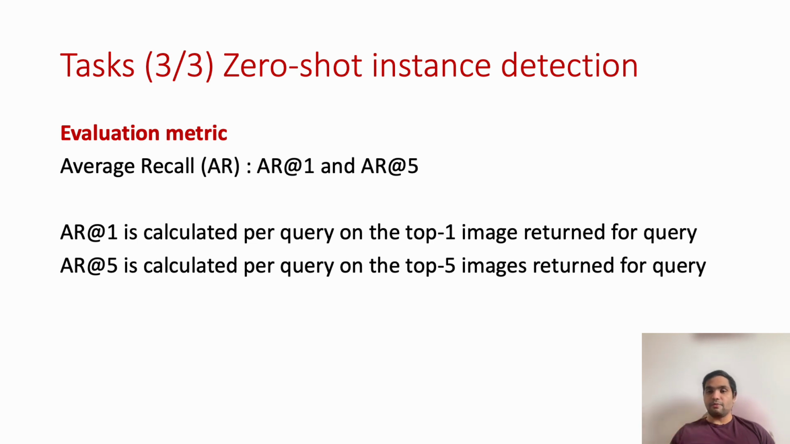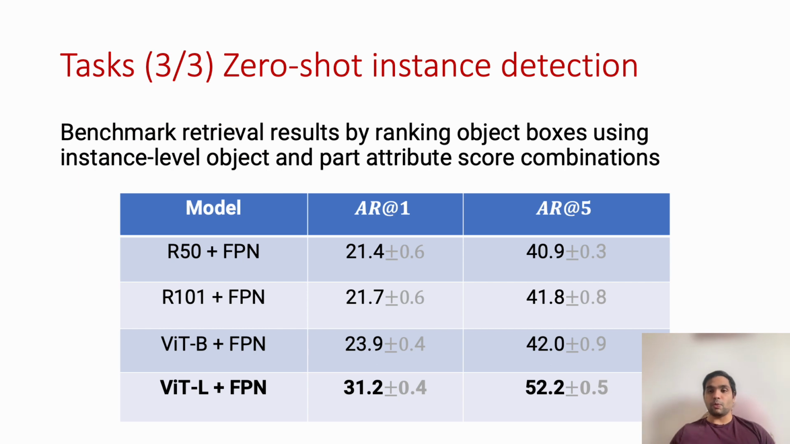We use the average recall metric defined in PACO for this task. We compute AR on the top 1 image as well as the top 5 images returned by the model. We provide baseline results by ranking boxes for a query using object and part level attribute scores for each box. We provide more detailed analysis of the baselines in our paper.